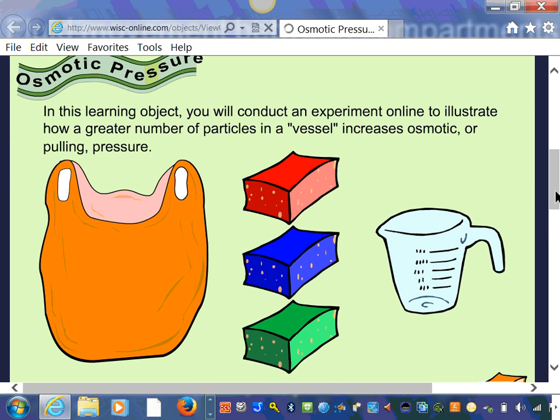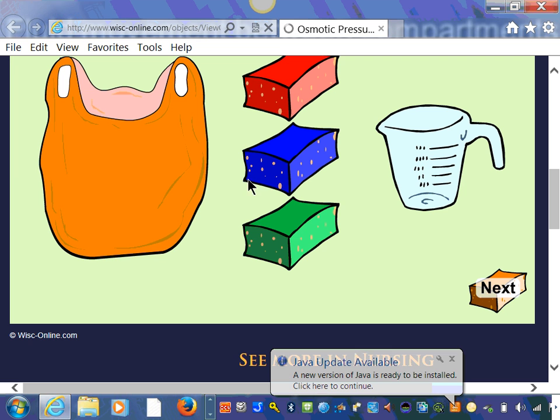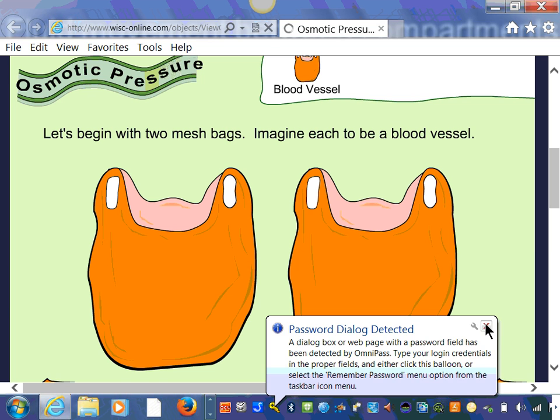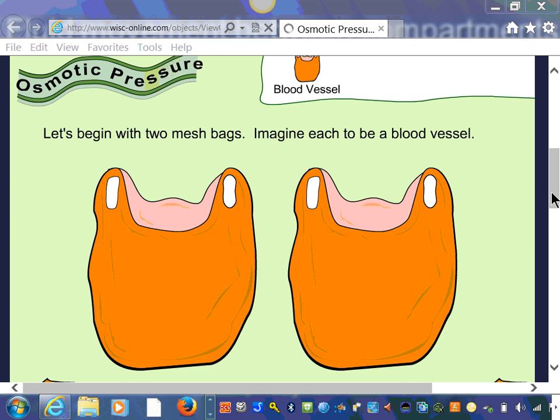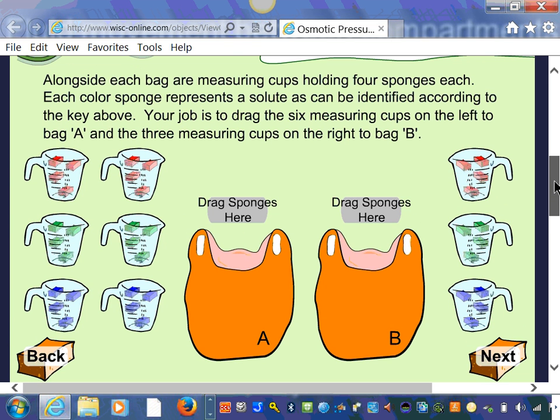So this is a kind of neat activity which tells you about blood vessels and the pulling pressure. These are solutes, this is a bag, and this shows you a mug. We begin with two mesh bags and imagine each one is a blood vessel. These are measuring cups holding 4 sponges each. Each color represents a solute. Your job is to drag 6 measuring cups on the left to bag A and 3 measuring cups to bag B.